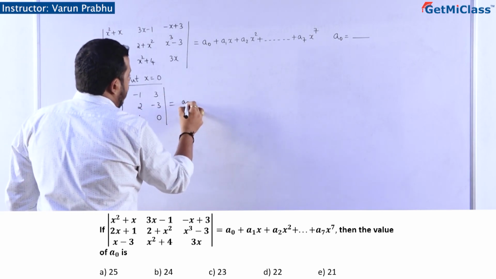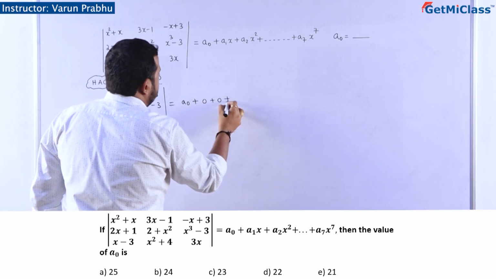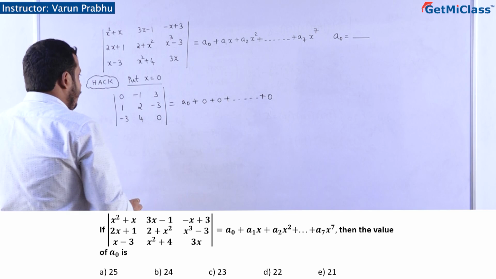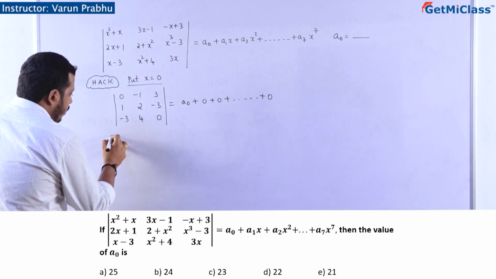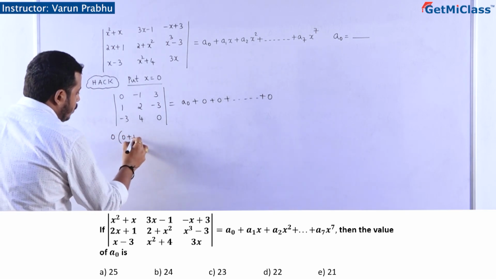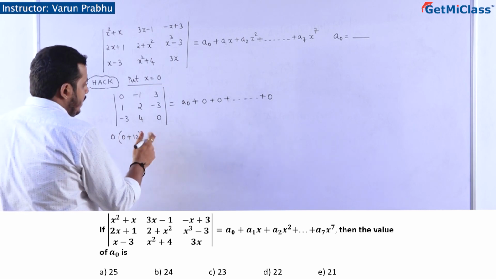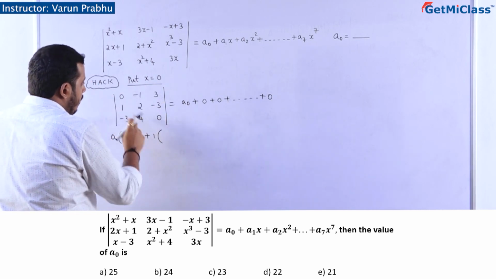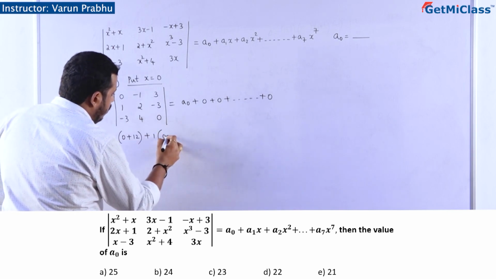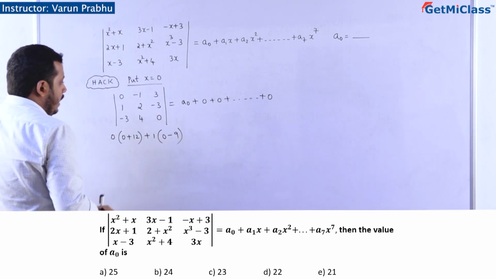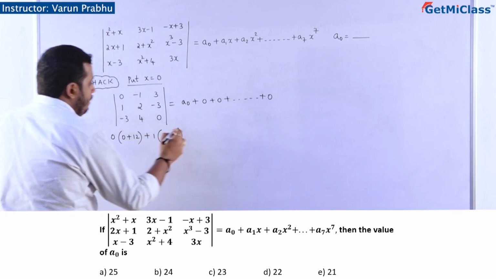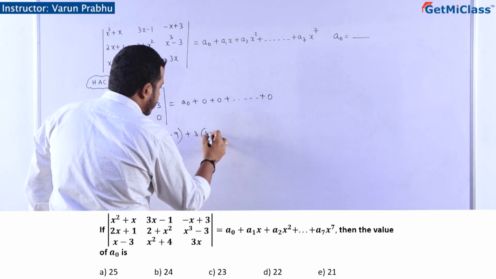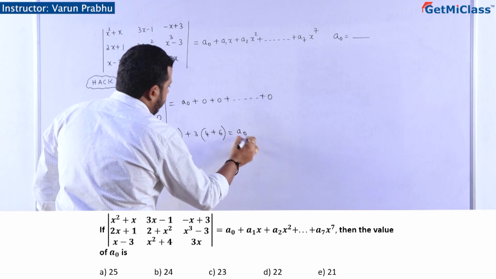This will be equal to a0 plus 0 plus 0 plus so on up to plus 0. Anything with x will become 0. So you expand this: 0 into 0 plus 12, 0 into anything is 0, plus 1 into, leave the row and column containing -1. So the answer will be 0 minus 9, 0 minus 9 plus 3 into, leave the row and column. So 4 plus 6, that is equal to a0.